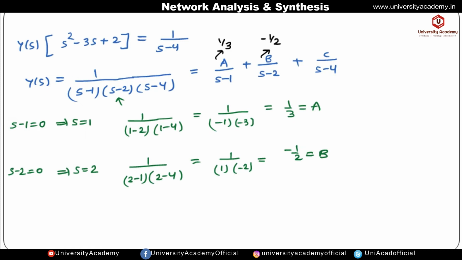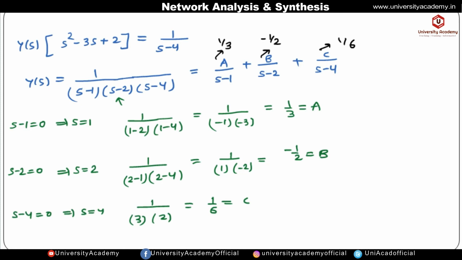Okay, similarly we will put s minus 4 is equal to 0, so we are getting s is equal to 4, so it will become 1 by 4 minus 1, this is 3, and then 4 minus 2 is 2, so this is 1 by 6, so this is the C value. Okay, so C value we are getting 1 by 6.